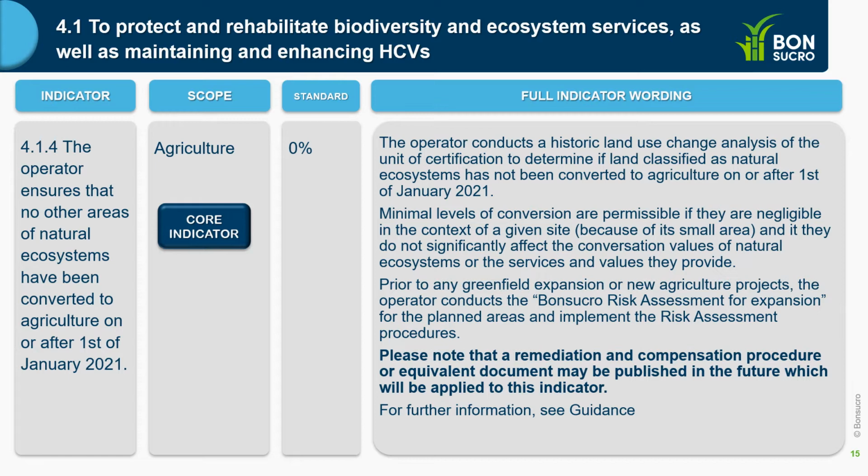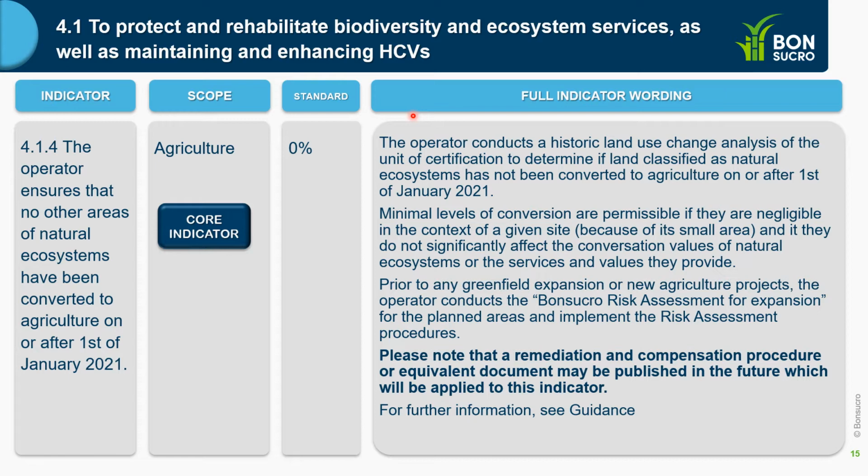So the operator ensures that no other areas of natural ecosystem have been converted to agriculture on or after 1st of January 2021. We link that to indicators in the same implementation and auditing guidance. So this is a core indicator, and the operator conducts, of course, a land use change analysis of the certification to determine what's the land use change between 1st of January 2021 and the actual date. So minimum levels of conversion are permissible, of course.